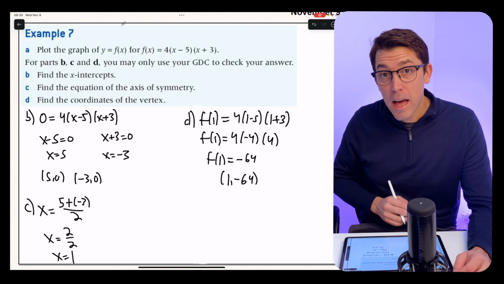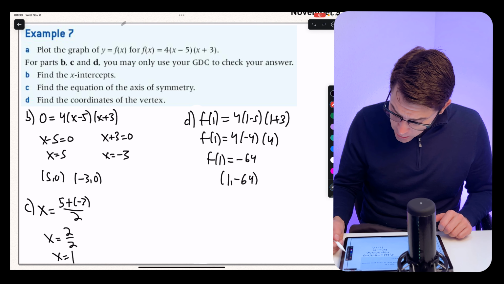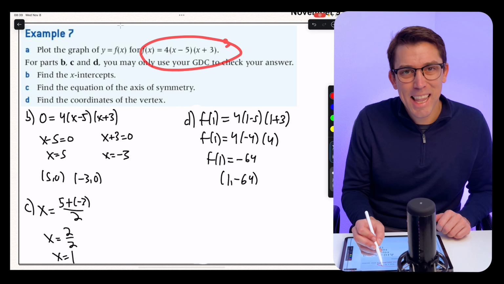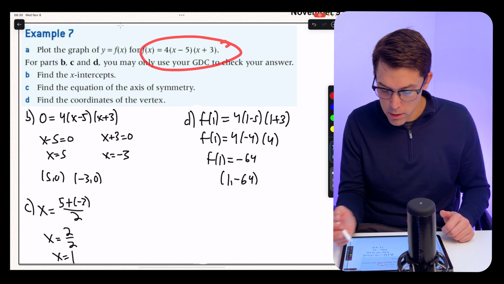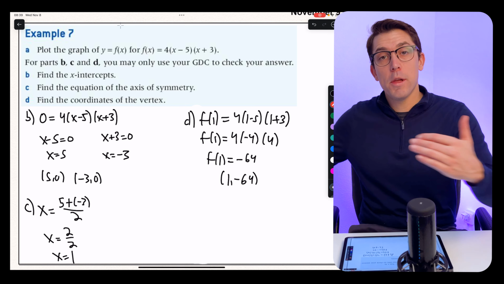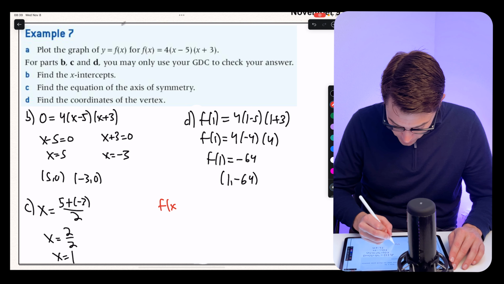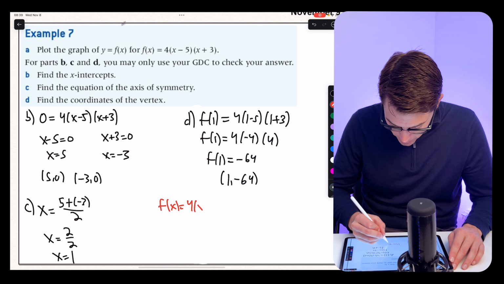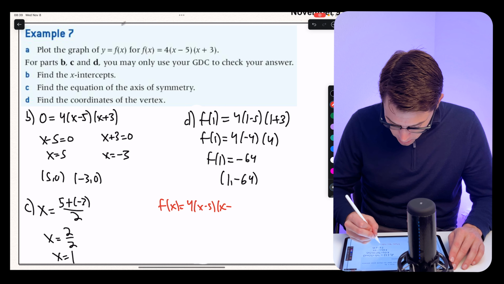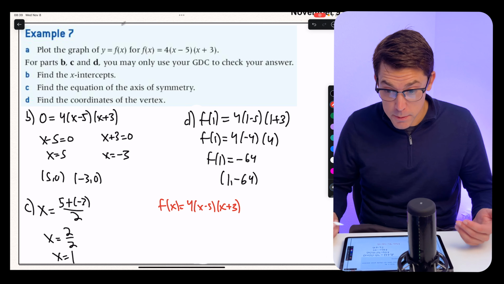Now let's use a graphing calculator to check this. One important thing to note is that a lot of times graphing calculators do not like this representation. It'll give you an error. So what you need to do is just turn that into your ax squared plus bx plus c form. And how do you do that? If you have f of x equal to (4x minus 5)(x plus 3), all you need to do is distribute this all out until you get your ax squared plus bx plus c.